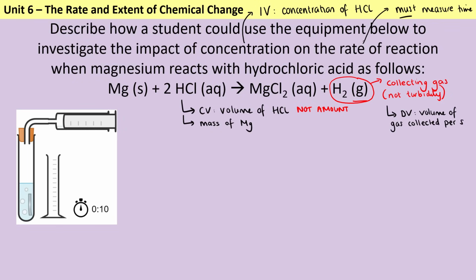We're also going to control the mass of magnesium that we've added, and we could control the temperature, but realistically we're probably not going to. If you're going to talk about controlling the temperature, then you need to be actively doing something to keep it the same, like carrying out your reaction in a water bath.